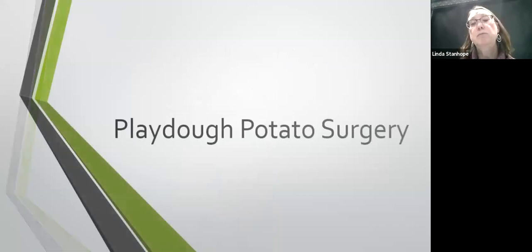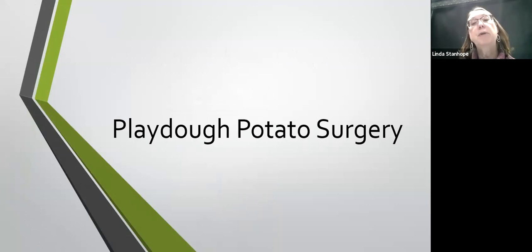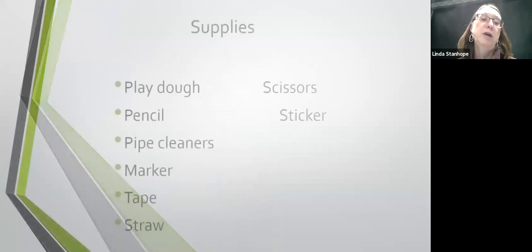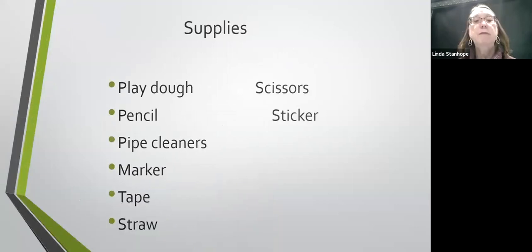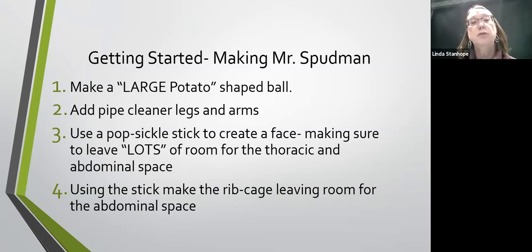Once again, I do Play-Doh, and I will do things like Play-Doh potato surgery. We put this one in our book. We've listed the supplies, but you could write up labs of your own. That would be easy enough to do. I've given the kids directions on what they're going to do. Make a large potato-shaped ball, add pipe cleaners for the arms and the legs. They're going to make a face and leave room for the thoracic and abdominal space.